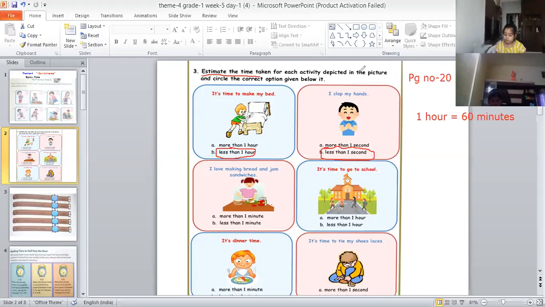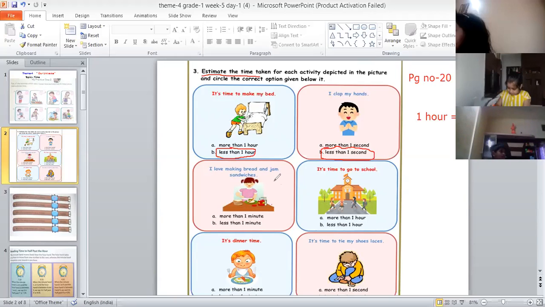Kartika Nalla. Yes, ma'am. Kartika, please read what is there in the third picture. Kartika, am I audible to you? Yes, ma'am. Yeah, please read what is there in the third picture.